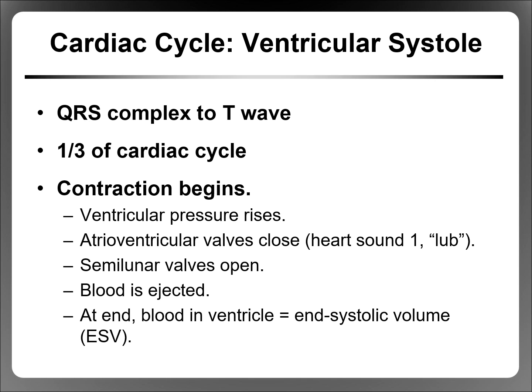Diving into this a little bit deeper, we have ventricular systole. This is going to be the QRS complex and to the T wave. This is going to account for about a third of the cardiac cycle. How this is actually going to work is your ventricular pressure is going to increase, the AV valves will close, that's your first heart sound, the lub, then the semilunar valves will open, blood will be ejected, and then at the end, the blood in the ventricle will create something called our end systolic volume. So every time the heart beats, even if it has a very strong contraction, it's not necessarily going to fully empty. There's going to be a little bit of blood left over. And this is basically the start to the end of ventricular systole.